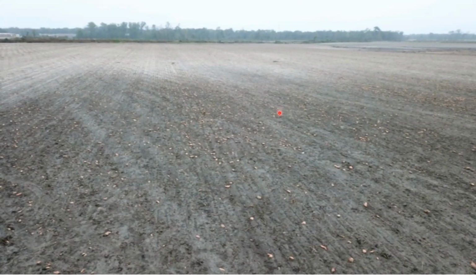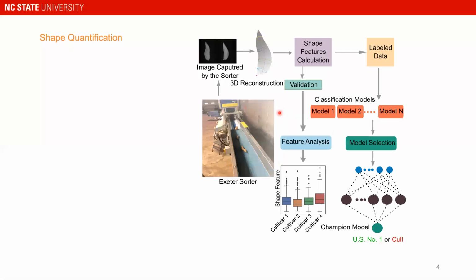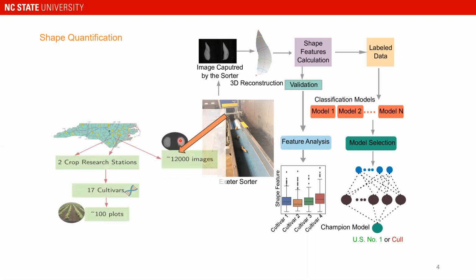sustainable. One of the first steps of identifying the shape control mechanism in sweet potato is to be able to quantify the sweet potato shape. In order to do that, we worked with horticulture crop scientists working at the NCDA research stations and collected sweet potato image samples that were taken by this automated sorter.